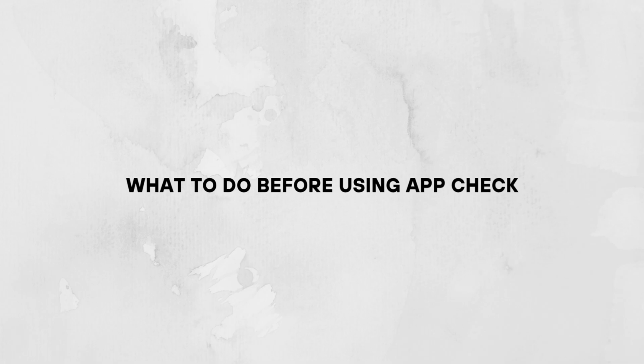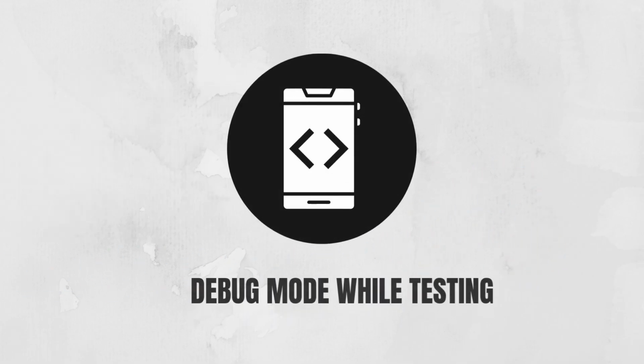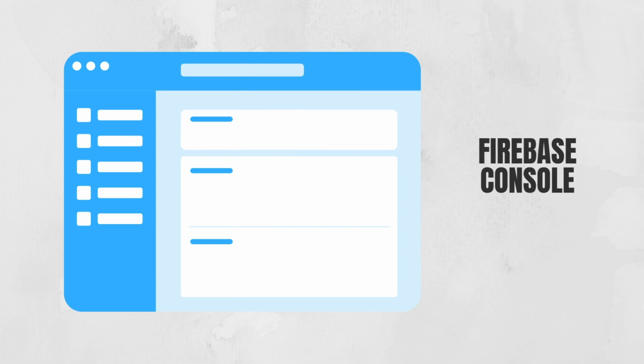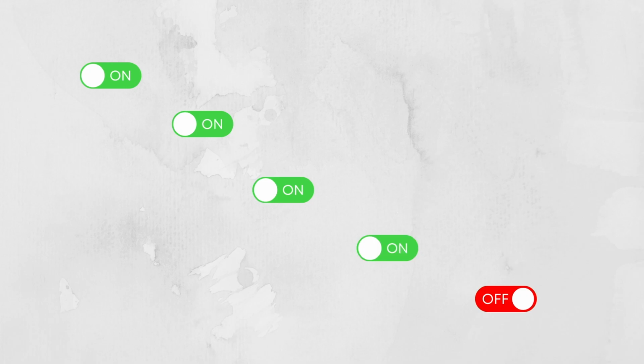So how do we do this the smart way? So here's a step-by-step checklist before flipping that switch on, which is enforcement. Add the App Check SDK to your app. Then proceed to use the debug mode while testing. Then watch the Firebase console. It will show you if your tokens are flowing. Then lastly, turn on the enforcement, but gradually, like starting with Firestore, then adding storage later, and so on and so forth. So it's all about easing in. No need to go full security lockdown before you're ready.